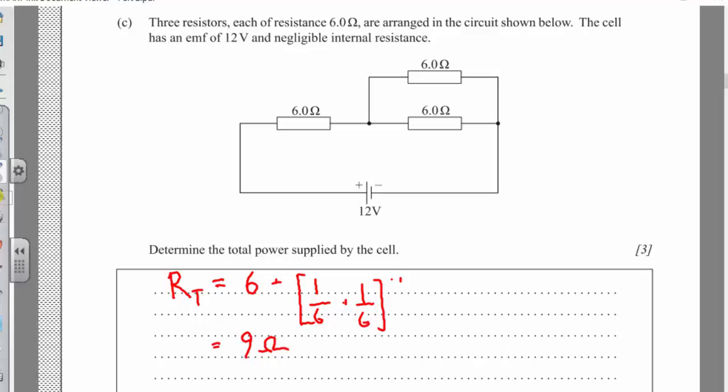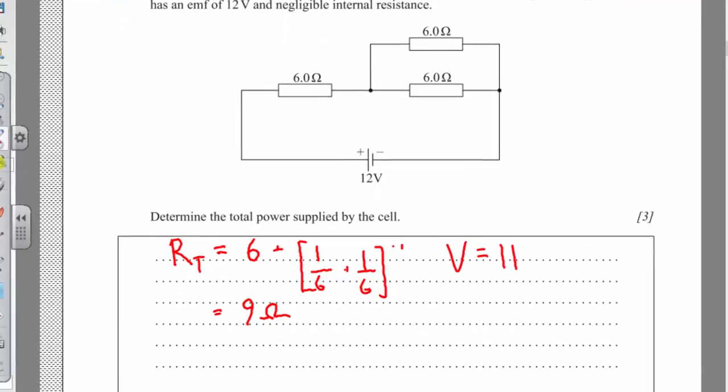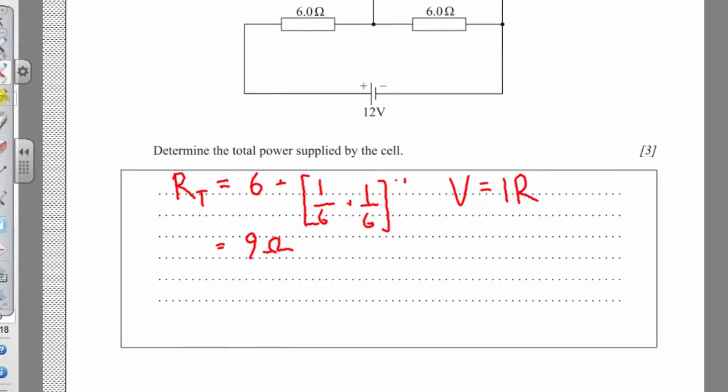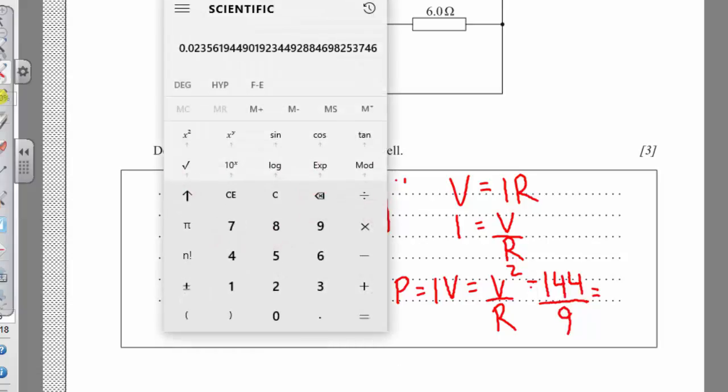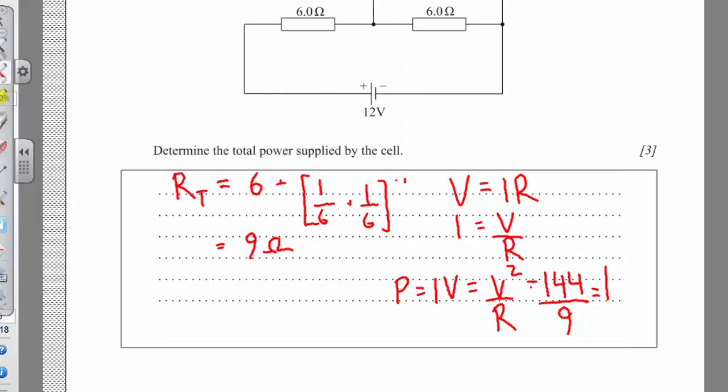Okay, and V is equal to IR, and so I is equal to V over R. And P is equal to IV, which is equal to V squared over R. V we know is 12, V squared is 144 over 9, which gives us, let's get our calculator out again, 144 divided by 9 is 16 watts. Okay.